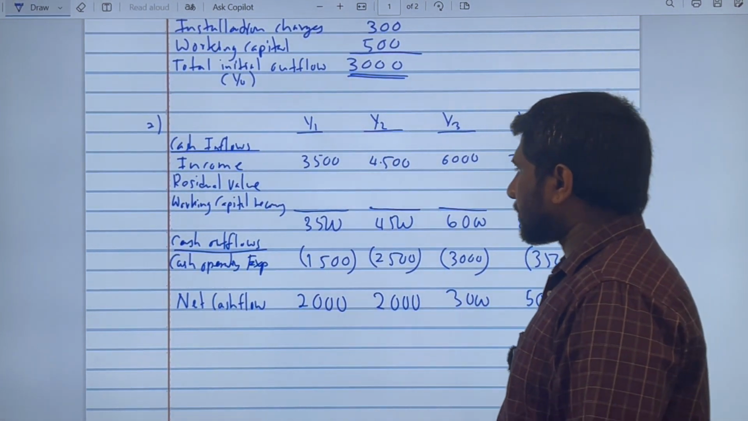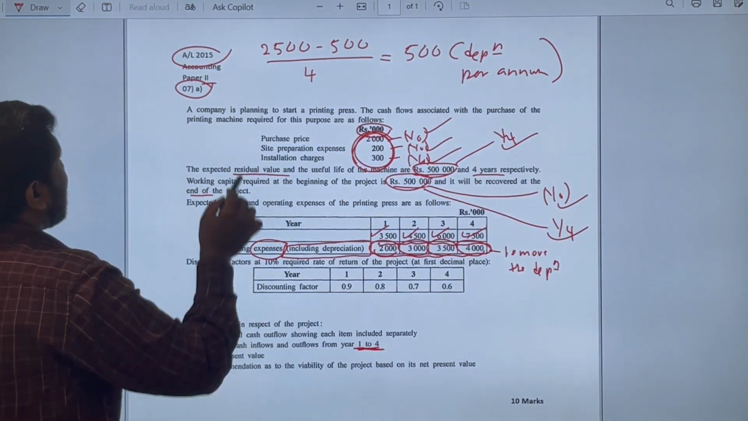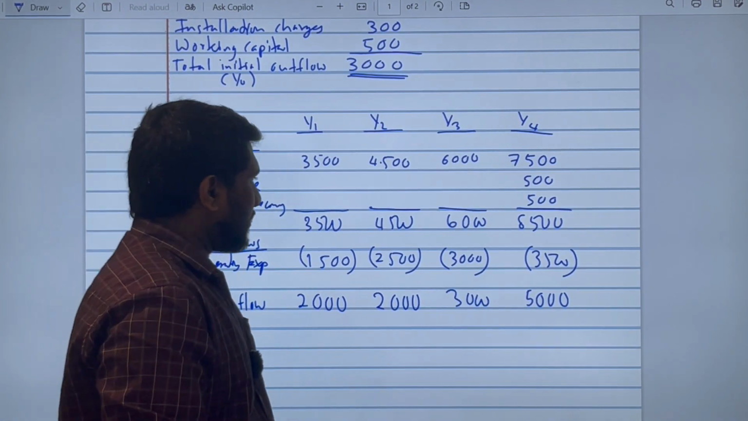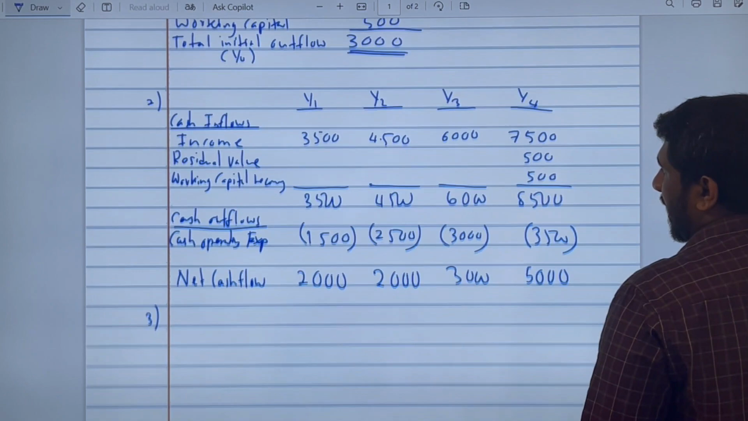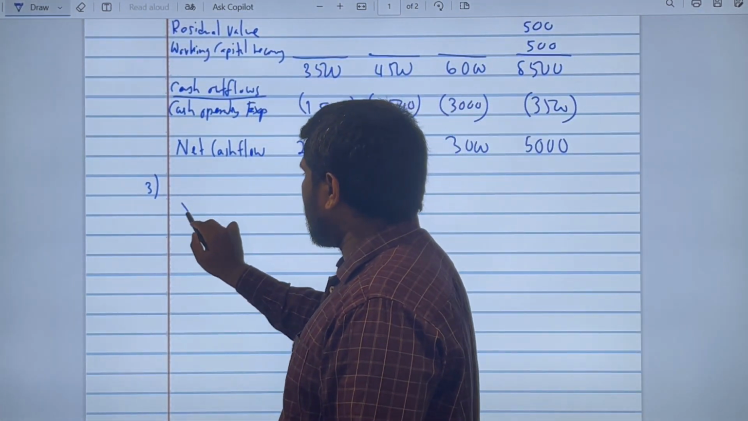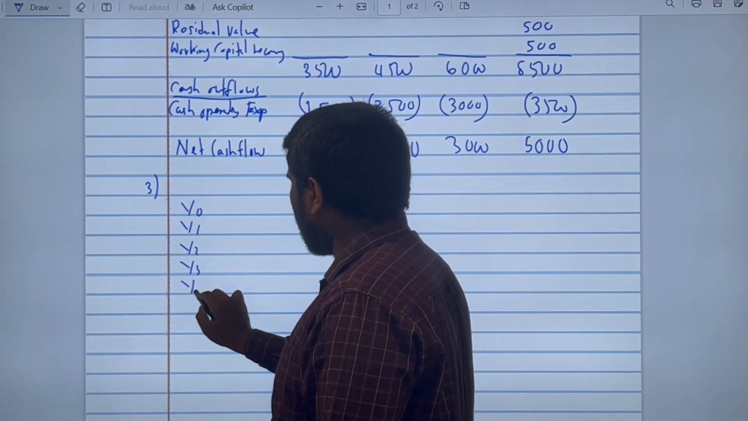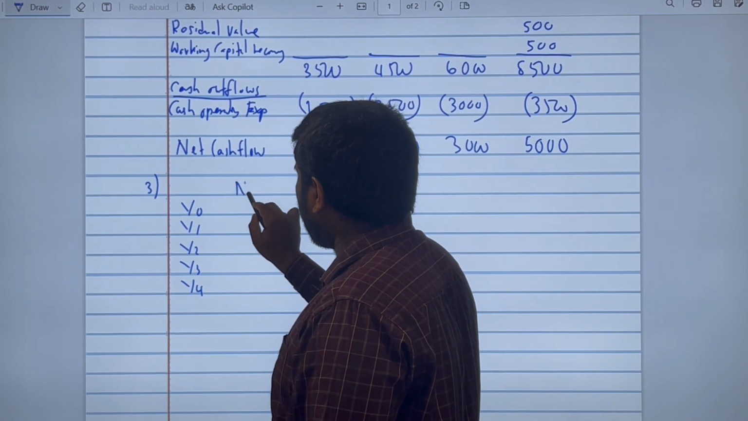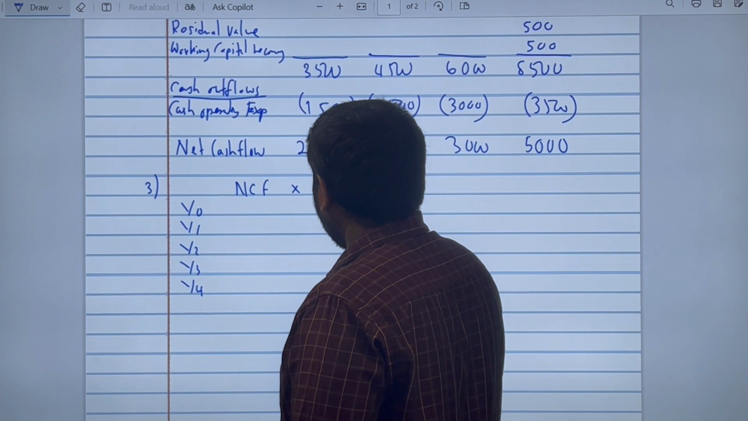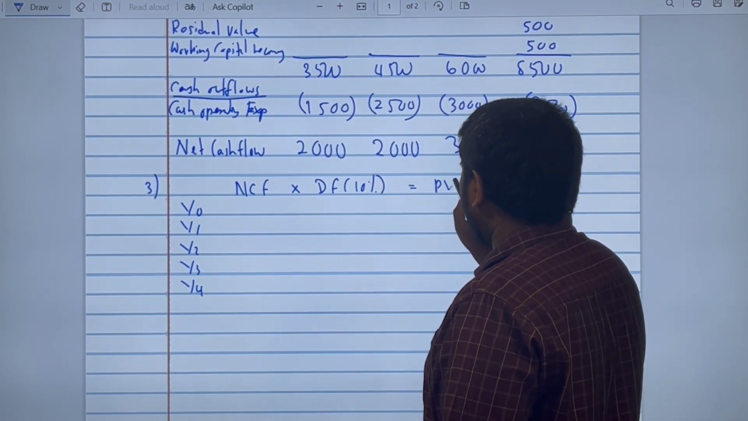Part 2 done. In part 3, what are they asking? They are asking us to calculate the NPV. So let's calculate the NPV. How to calculate the NPV? Year 0, year 1, year 2, year 3, year 4. You have to multiply your net cash flows by the discounting factor. In this question, 10%. Then you will get your present values.